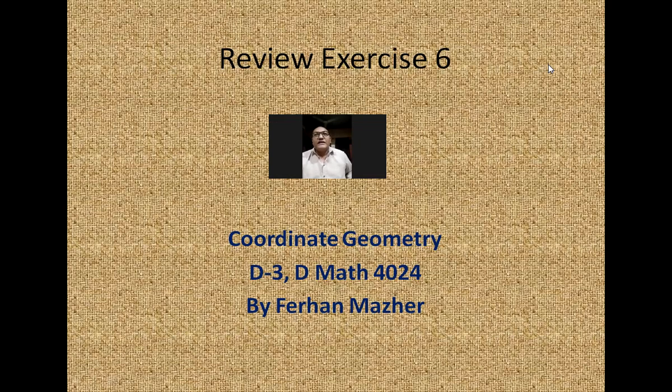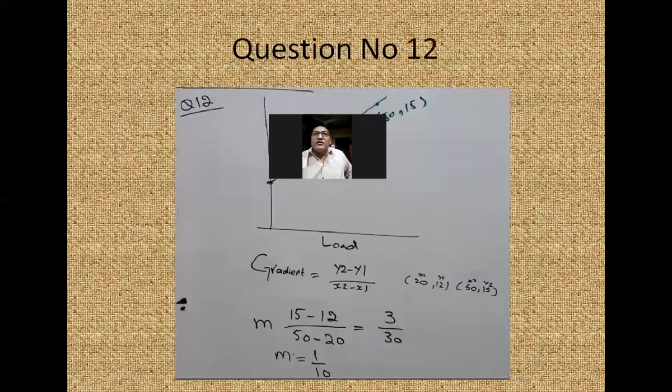Maths 4024. We are working on the course book D3, New Syllabus Mathematics 3. We are on its chapter number 6, and today we have set our hearts to solve its review exercise of chapter number 6. In this video, we will be working on question number 12, question number 13, and question number 14, which are the last 3 questions of the review exercise. So let's start, and here we go.